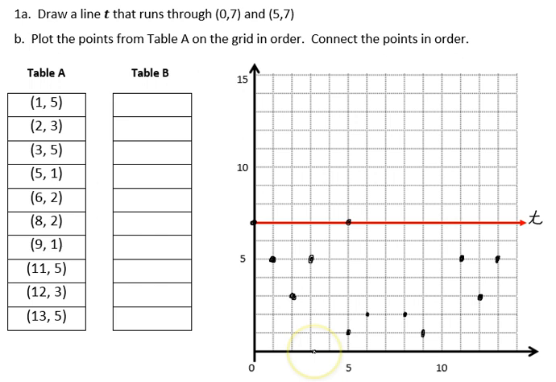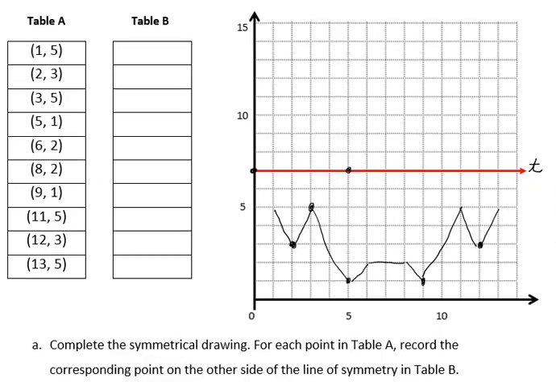So I have all of my points plotted, and then the next step is to connect those points in order. And here my points are all connected. The next direction says to complete the symmetrical drawing. For each point in table A, record the corresponding point on the other side of the line of symmetry in table B.